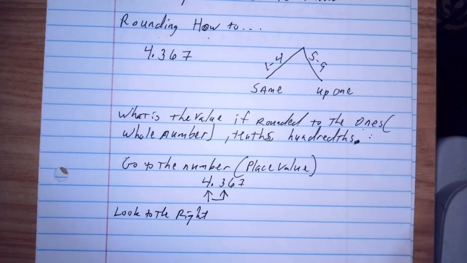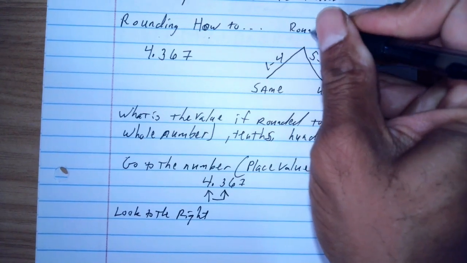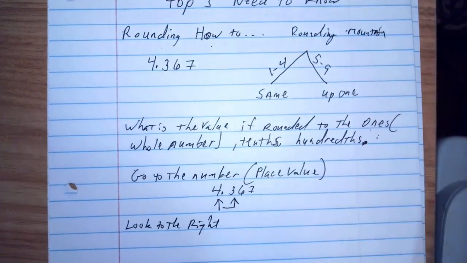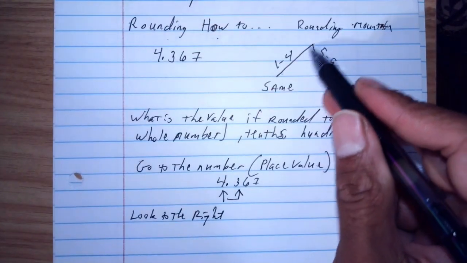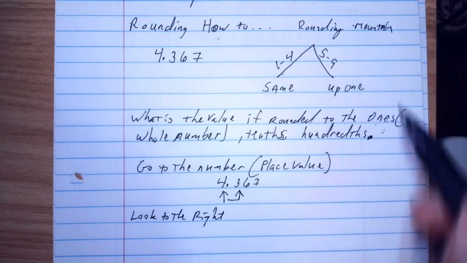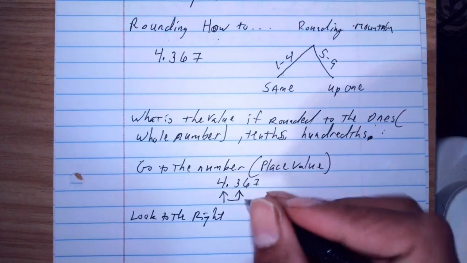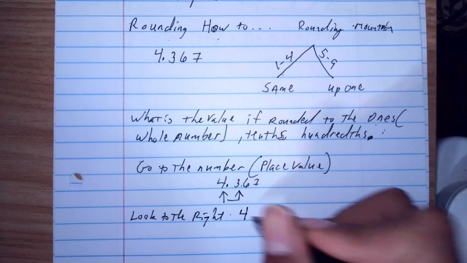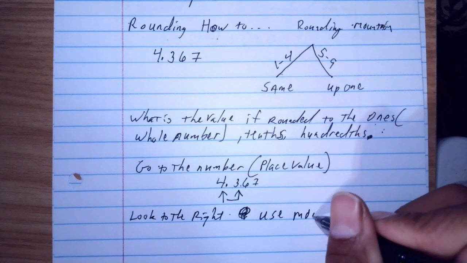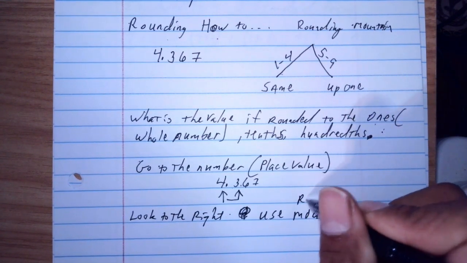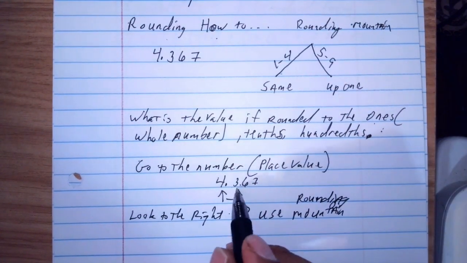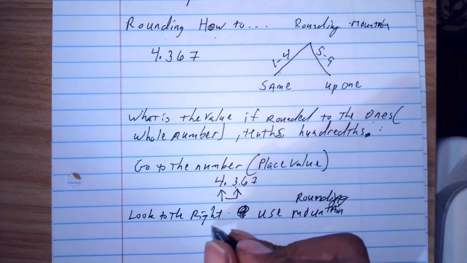Now, beforehand, I did my rounding mountain, and that lets me know that if it's 1 through 4, I slide back down and it stays the same. If it's 5 through 9, I get to go all the way up to the next number. So look to the number to the right, then use the rounding mountain. Since that's 3, which is 1 through 4, it slides back down, and I just leave it at 4.